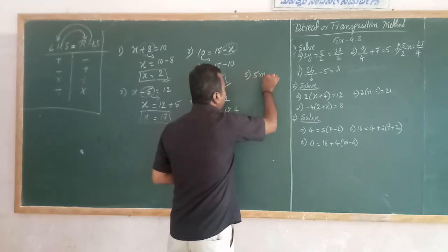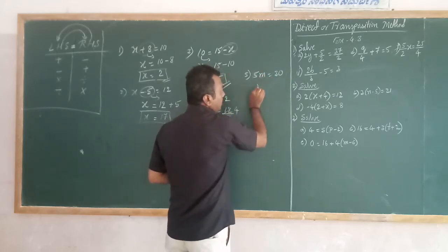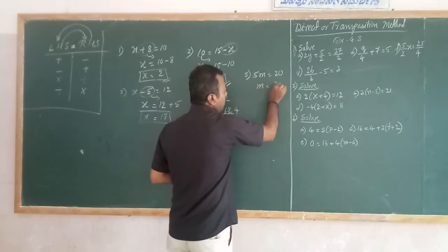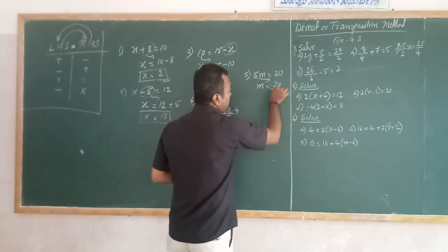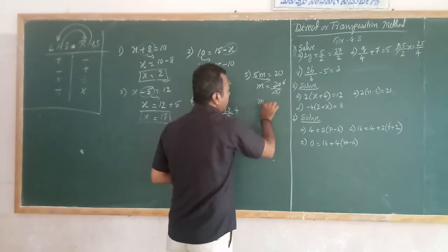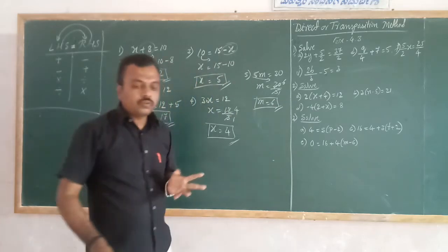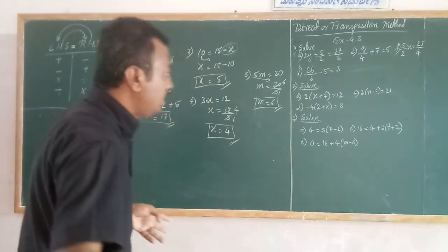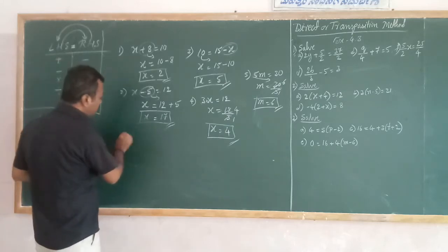So one more example. 5m is equal to 30. So m has to be kept here only, and 30 and 5 have to be sent to the RHS. It becomes divided by 5. 5 sixes are 30, therefore m is equal to how much? 6. Do you understand? So like this we have to use the transposition method or direct method. So one more example, students. The 6th one I will show now.